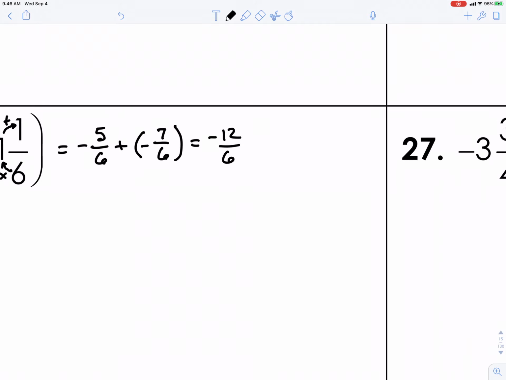I need to fix that. So top dog goes in the house. So let's put it over here. 12, top dog goes in the house. 6 goes out here. 6 goes into 12 2 times. 2 times 6 is 12. Subtract that, that's 0. So guess what? That's just -2. Because -12 divided by 6, a +6, remember, one negative is an odd number, so my answer is going to be a negative. And there's my answer, -2.